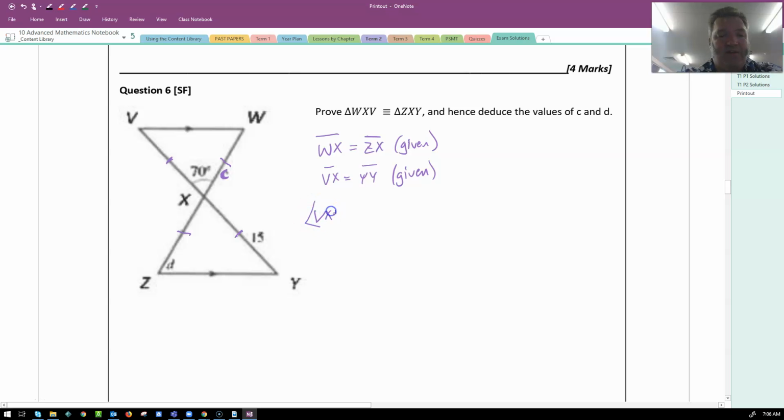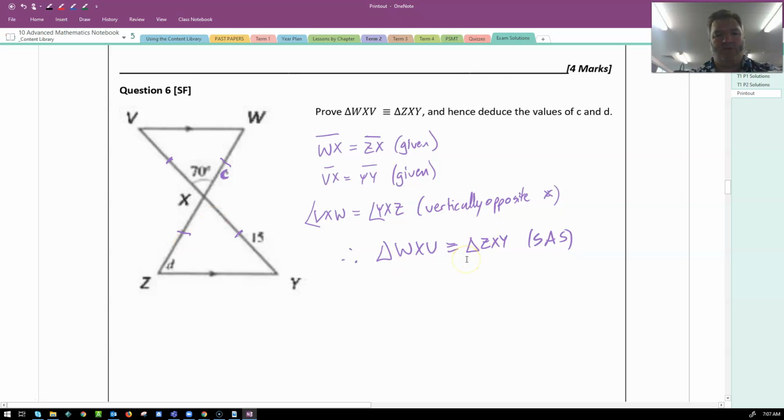Angle VXW is going to be equal to angle YXZ because they are vertically opposite. I know there's a tendency for us to want to write something like X rule. Try and learn the mathematical terms for them because they may come up in your external exams and you need to make sure you're aware of them. Either way, we've got two sides and the angle in between, let's get that right. Therefore, triangle WXV is congruent to triangle ZXY by the side angle side rule.